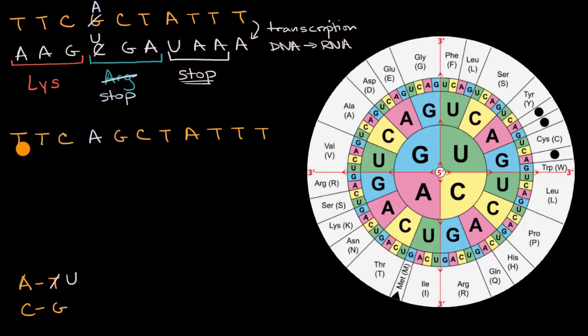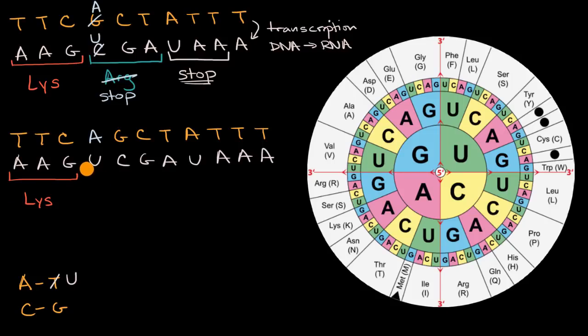Well, when we transcribe to RNA, this will be A, G, U, C, G, A, U, A, A. And now this first codon still codes for lysine. We've seen that multiple times. But what about this second codon? The second codon over here, UCG, that's serine. We got a different amino acid.